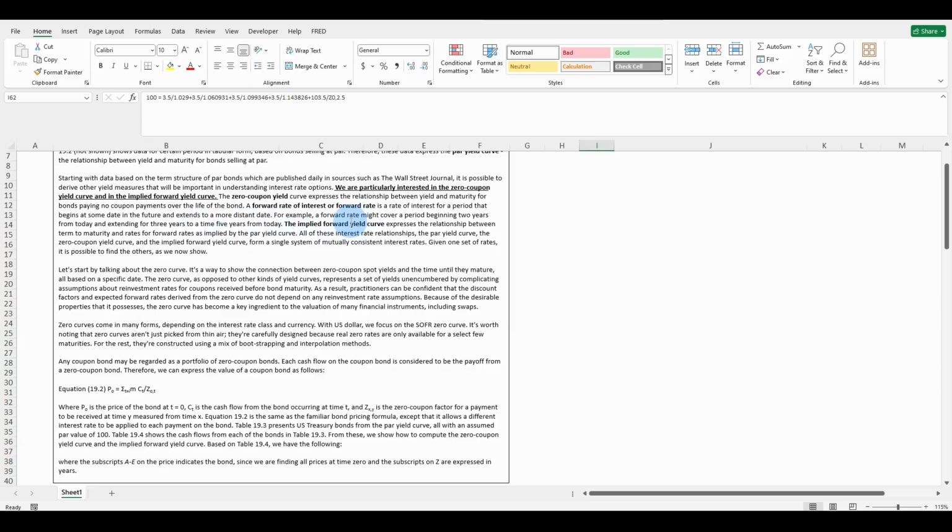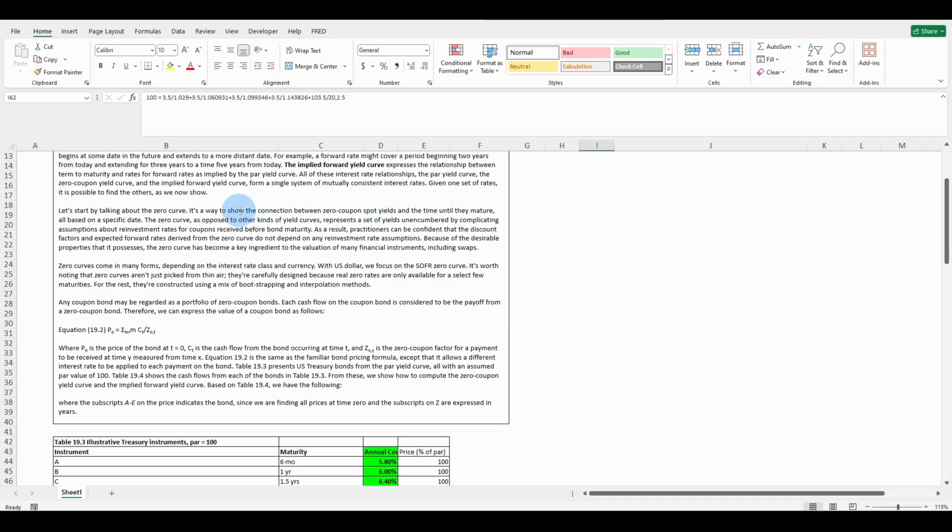The implied forward yield curve expresses the relationship between term to maturity and rates for forward rates as implied by the par yield curve. All of these interest rate relationships, the par yield curve, the zero coupon yield curve, and the implied forward yield curve, form a single system of mutually consistent interest rates. Given one set of rates, it is possible to find the others, as we now show.